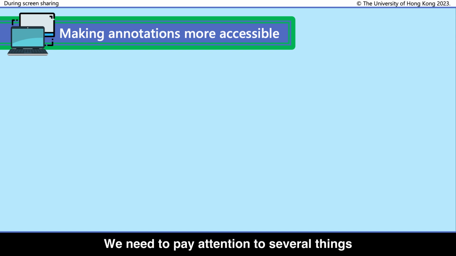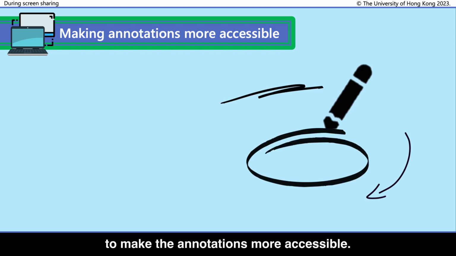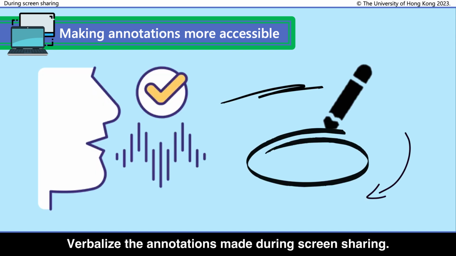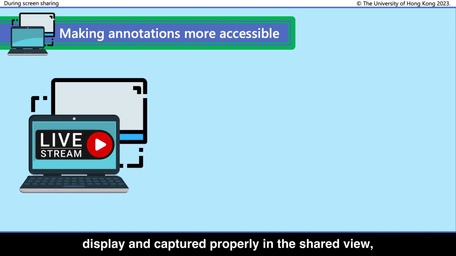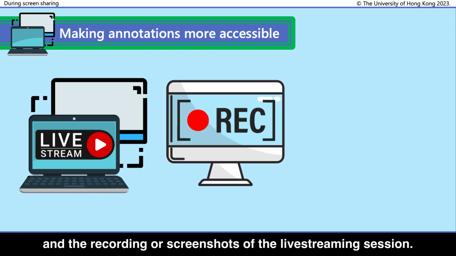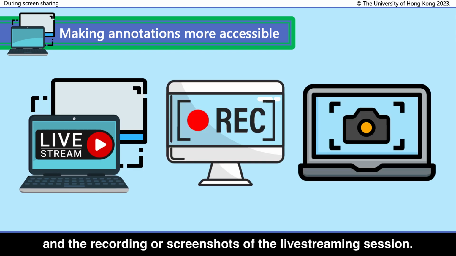We need to pay attention to several things to make the annotations more accessible. Verbalize the annotations made during screen sharing. Be aware that the annotations might or might not be displayed and captured properly in the shared view, and the recording or screenshots of the live streaming session.